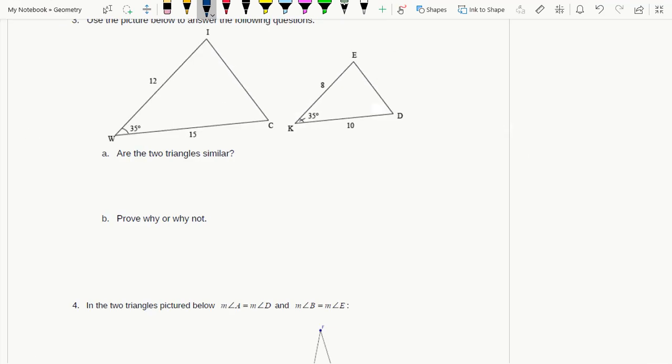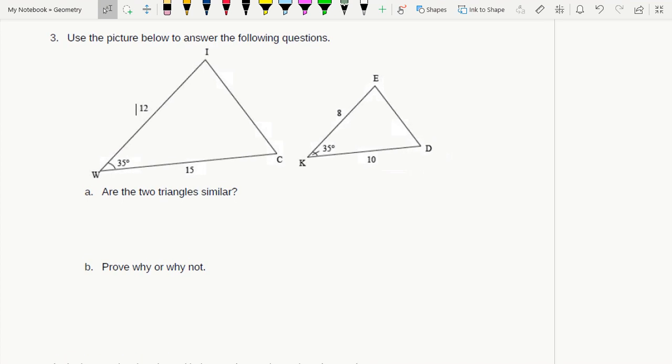Okay, people, let's take a look at this now. We have question 3 on the review. We're going to use the picture to answer the following questions. So this says, are the two triangles similar? And then why or why not? So, I mean, A is literally just going to be yes or no. So we'll circle one of those.